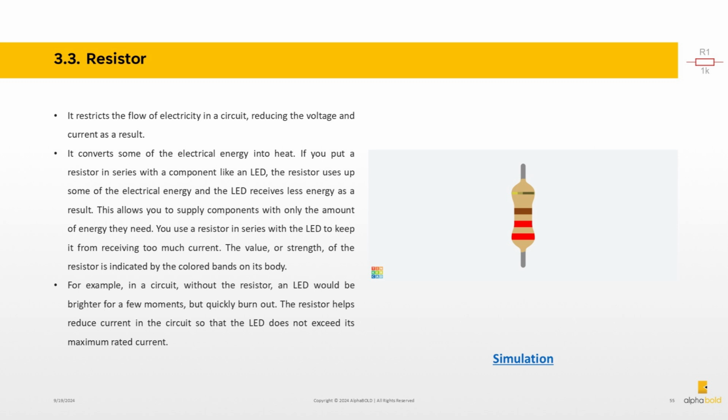You use a resistor in series with the LED to keep it from receiving too much current. The value or strength of the resistor is indicated by the colored bands on its body. For example, in a circuit without the resistor, an LED would be brighter for a few moments, but quickly burn out. The resistor helps reduce current in the circuit so that the LED does not exceed its maximum rated current.